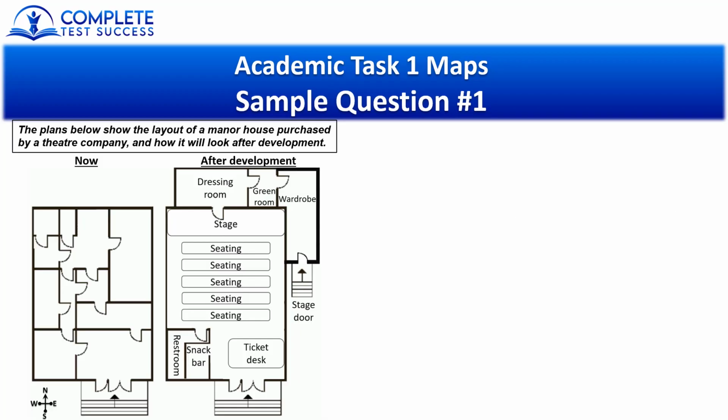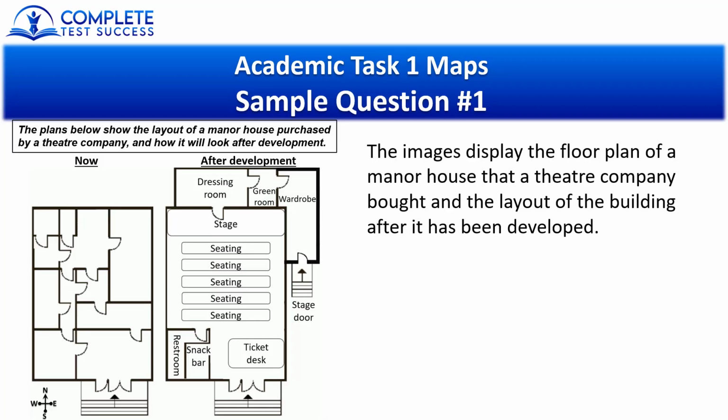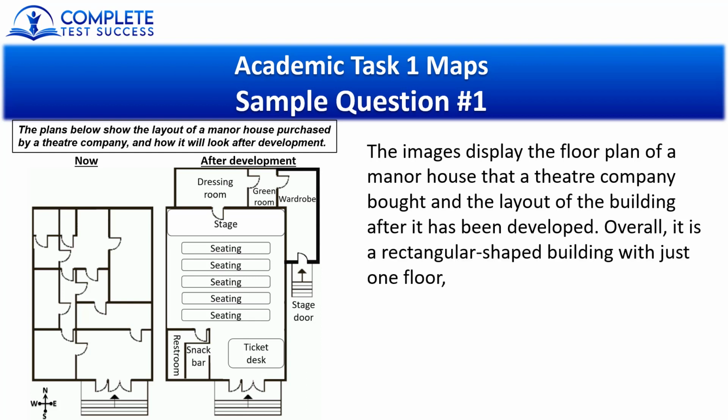So let's have a look at the first paragraph. Here's the paraphrase. The images display the floor plan of a manor house that a theatre company bought and the layout of the building after it has been developed. And next is the overview. This first part is the general description of the maps. Overall, it is a rectangular shaped building with just one floor.